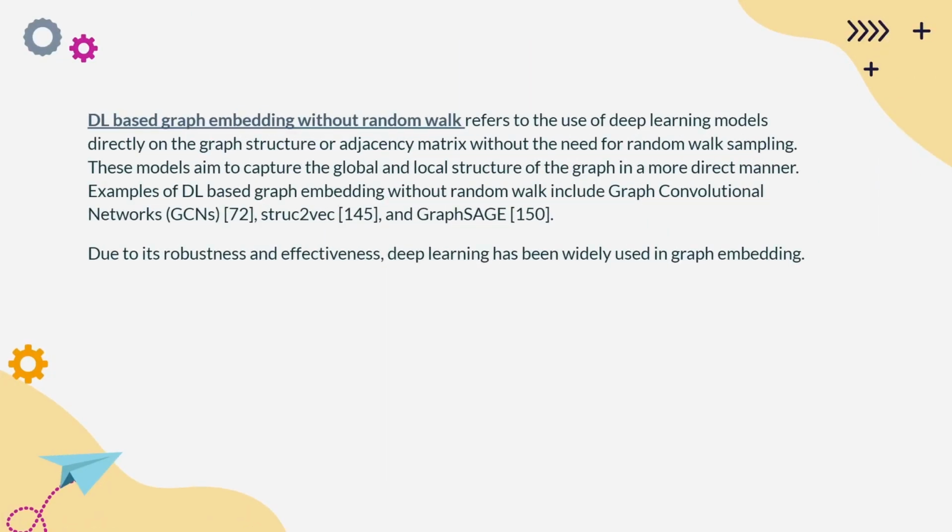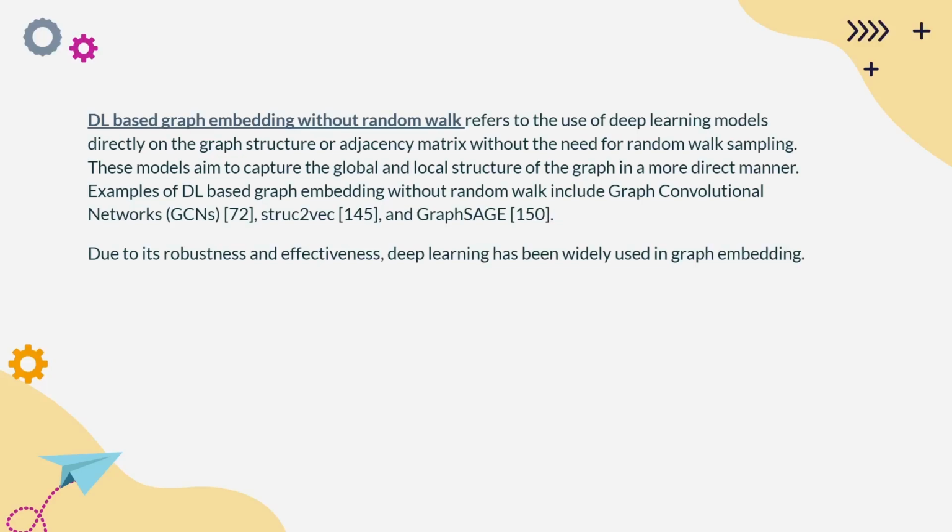Next, we have deep learning based graph embeddings without random walk. It refers to the use of deep learning models directly on the graph structure or adjacency matrix without the need for random walk sampling. These methods aim to capture the global and the local structure of the graph in a more direct manner. Some deep learning based graph embeddings without random walk are graph convolutional neural networks, Struc2vec, and GraphSAGE. In GCN, it defines a convolutional operator on the graph.